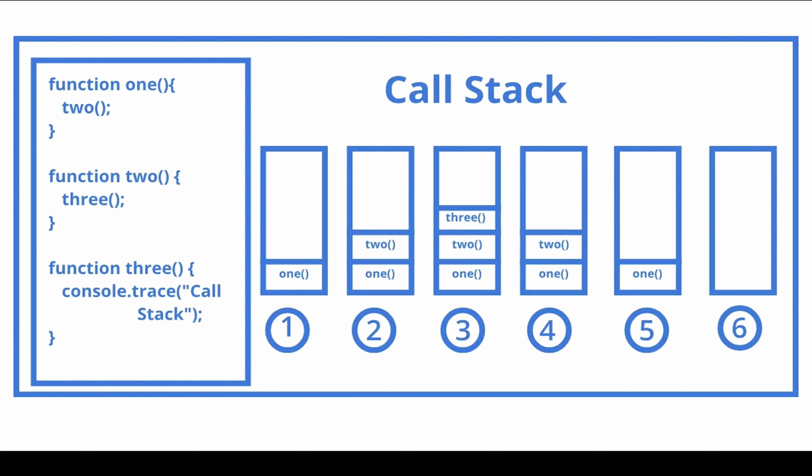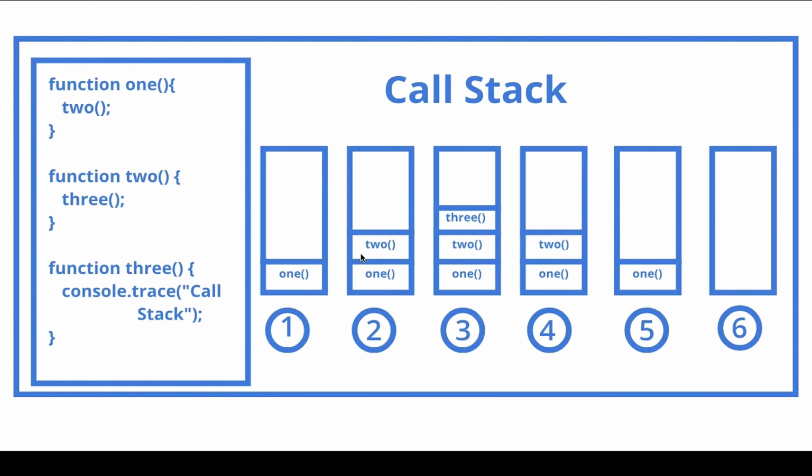So function 1 calls function 2, function 2 calls function 3, and function 3 traces the call stack. So what really is happening when function 1 is called, encounters function 2, and then function 2 is called, function 2 also encounters function 3. What function 3 does is to trace this call stack.